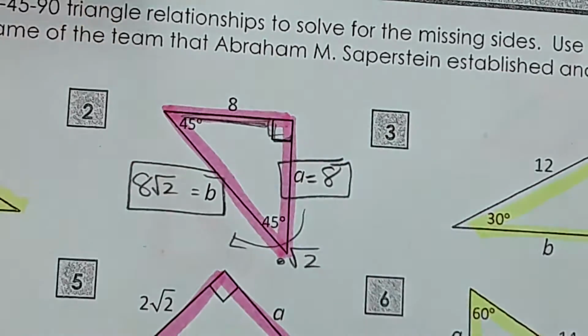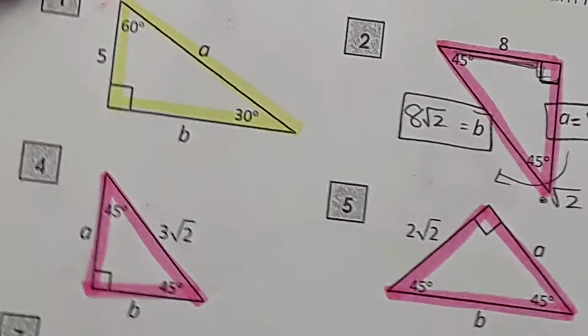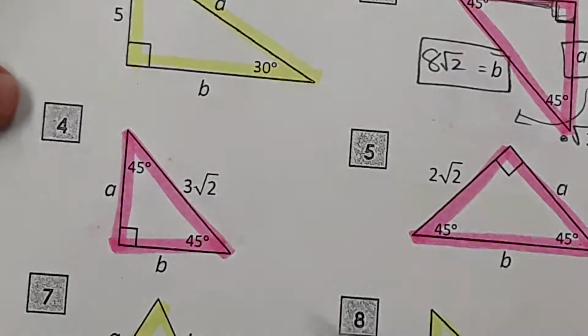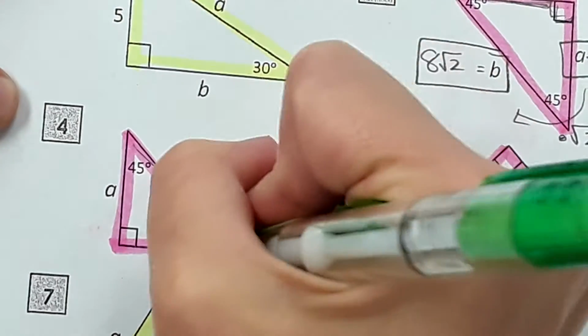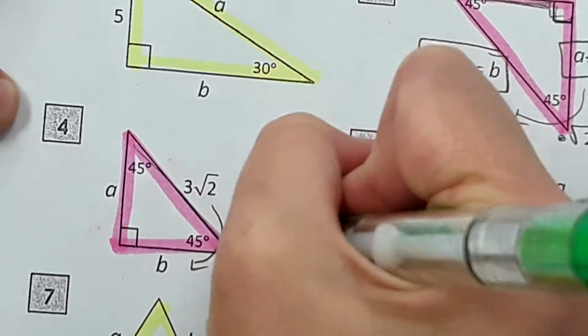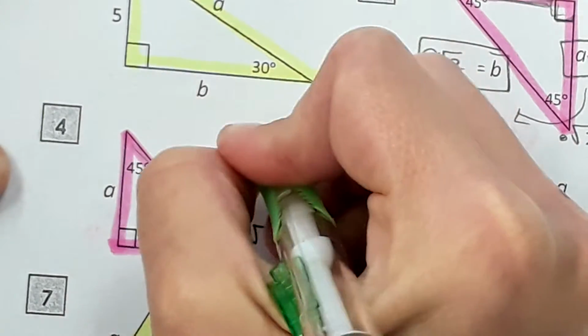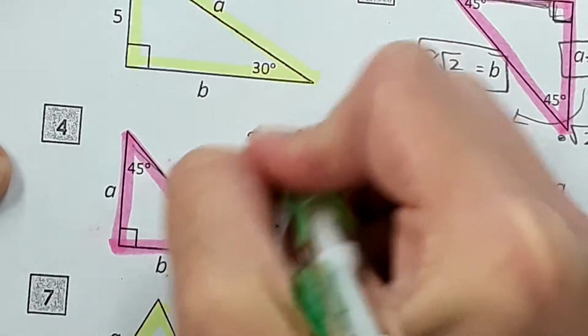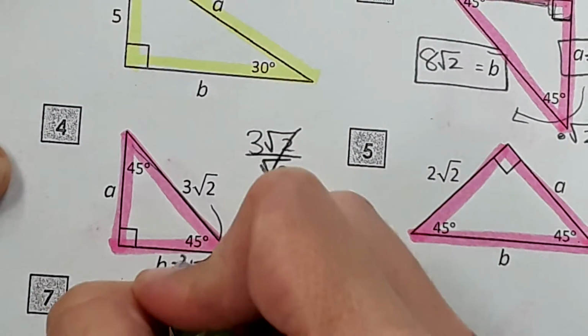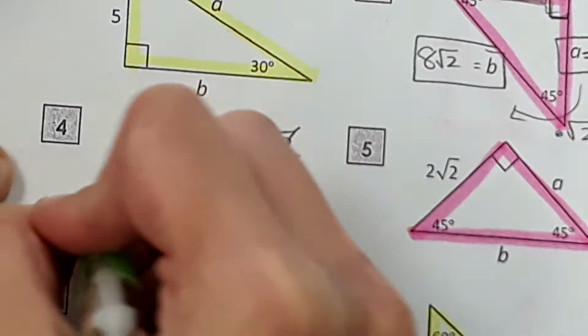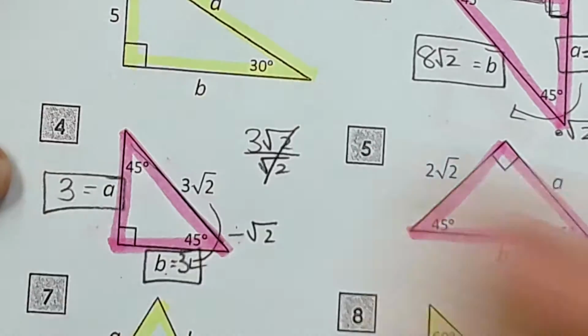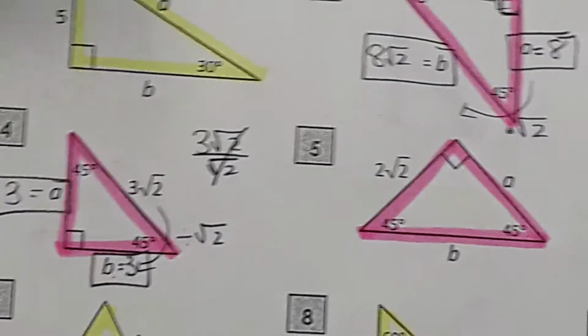Okay, moving down to number 4. This time they give us the length of the hypotenuse. We have to divide by square root of 2 to get the leg. 3 square root of 2 divided by square root of 2. That cancels. We're left with b equals 3. And if b equals 3, then a equals 3 as well, because those legs are the same length.